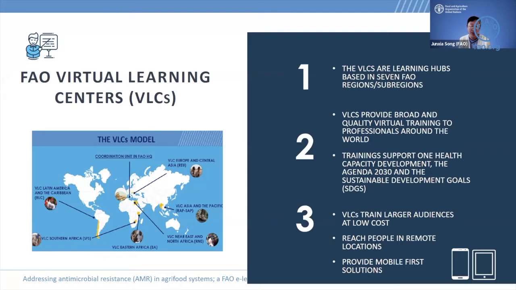Virtual networking allows colleagues in distant locations to easily share experiences with those they might otherwise never meet. Mobile-first solutions are virtual learning center approaches that ensure course content is easily visualized from the mobile device, even with poor internet connection. So this e-learning academy and the virtual learning centers would be the main platform to support AMR e-learning delivery. I'll stop there.